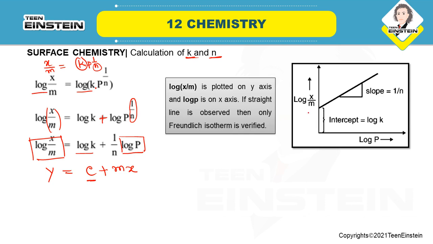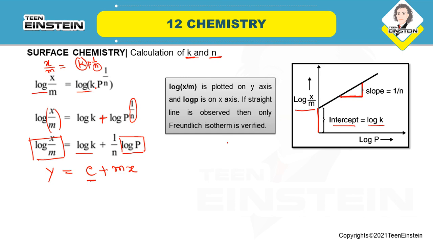So here we have this graph, log x by m in the y-axis, log p in the x-axis. So the intercept is this length. So if we know the intercept value, we can easily find out log k. And slope, it is a positive slope curve. So if we draw this type of triangle, then this length divided by this horizontal length, that will give us directly the value of 1 by n. So if we know 1 by n, we can easily find out n.